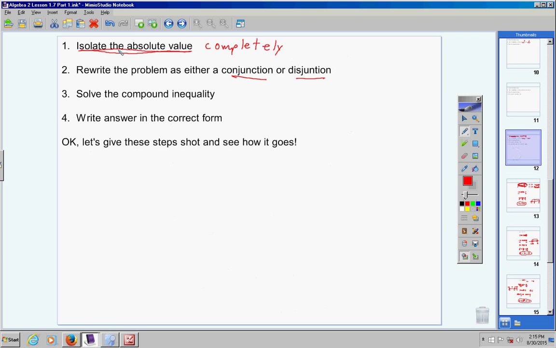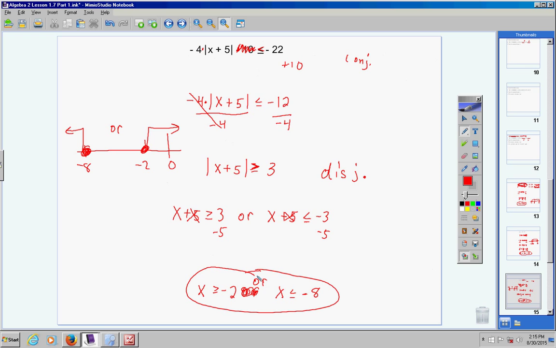If you will, isolate the absolute value completely, and then rewrite the problem as a conjunction or a disjunction. Remember, if it's pointing this way, doesn't that look more like a C than this does here? That looks like a C, kinda, okay? Then solve your compound inequality, then write your answer in the correct form. And again, if you've done it the right way, your answer will be in the correct form already, okay?